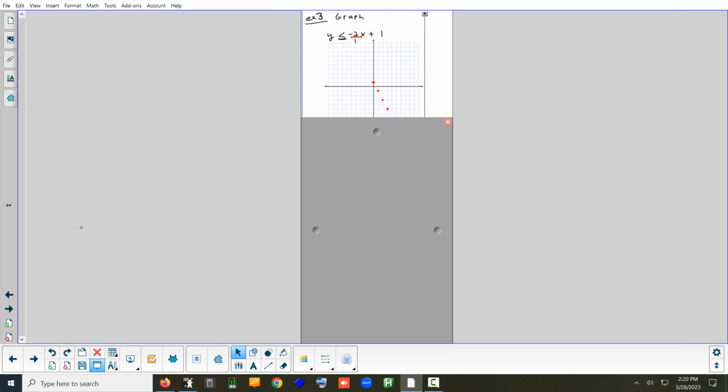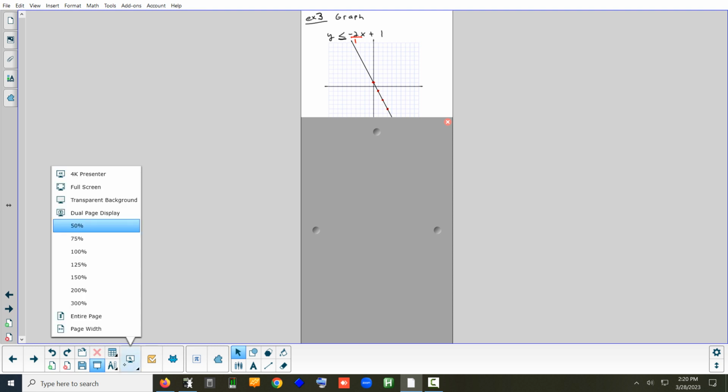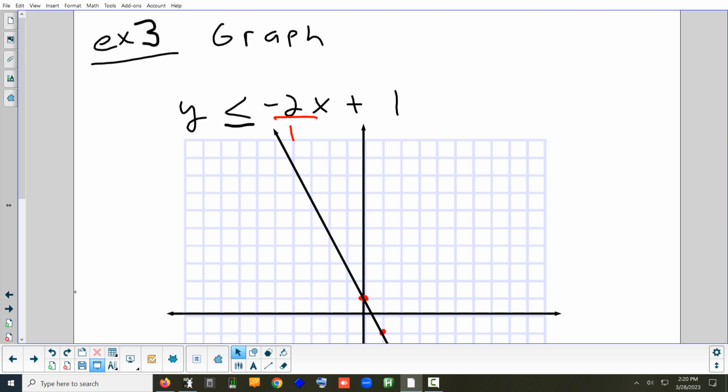For me, it just helps if I zoom out so I can see it easier. Just makes it a lot easier for me to get my line. So there's my line. Can't even tell it's a line. If I zoom in, I think you'll be able to see it again. But there is an arrow on it, so it's a line.